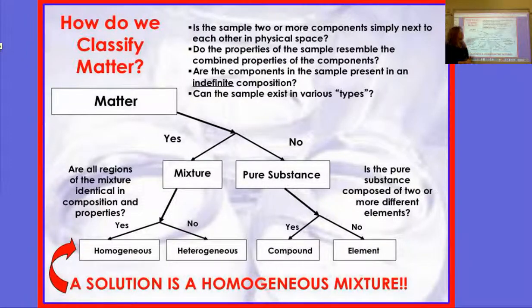So first, how do we classify matter? This chart should look familiar to you from a previous unit. All matter can be divided up into two sections, either a mixture or a pure substance. We studied pure substances before. They are either compounds or elements from the periodic table. A compound is more than one element bonded together. In this unit, we're going to focus more on this side, and we're going to talk about mixtures.